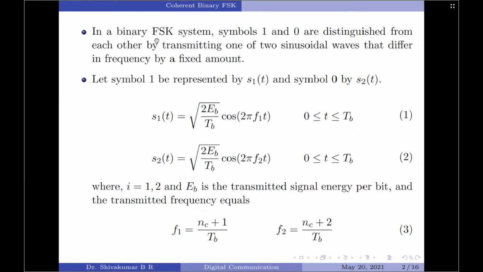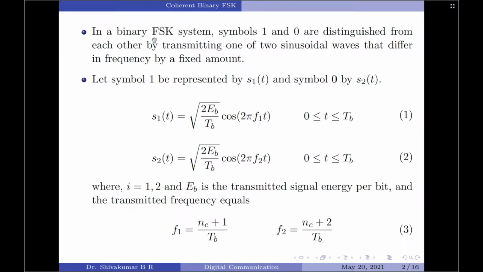As we know, in a binary FSK system, symbols 1 and 0 are distinguished from each other by transmitting one of two sinusoidal waves that differ in frequency, and hence the name frequency shift keying. Now, we should also note the difference in frequency is a fixed amount. Let symbol 1 be represented by S1 of t and symbol 0 by S2 of t. So, the form of S1 of t is equal to square root of 2 Eb by Tb cos 2 pi f1 t, where t varies from 0 to Tb. Similarly, S2 of t is equal to square root of 2 Eb by Tb cos 2 pi f2 t.